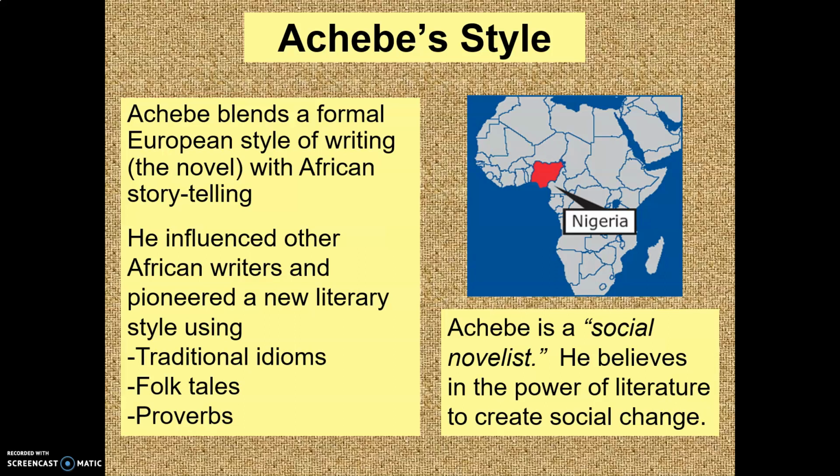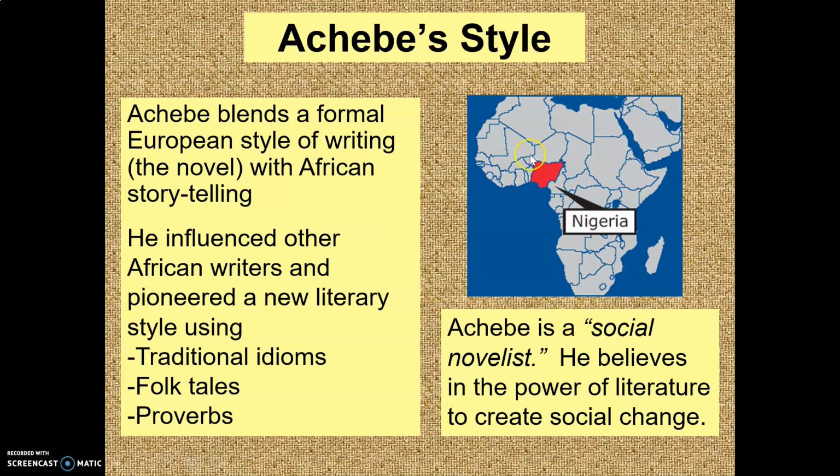See, Achebe was what we call a social novelist. So he believed that literature had the power to change the world, that you could write a story that would make people think about things in a different light and maybe make them act differently as well and create social change.